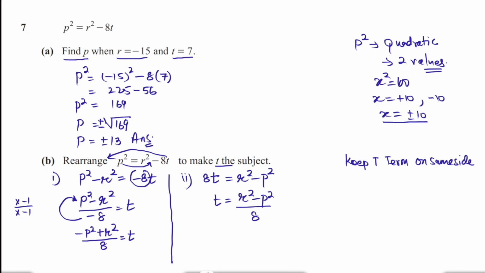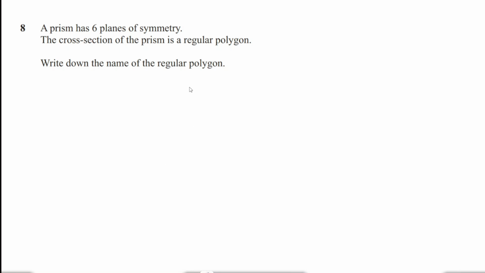Okay, let us see the next problem, problem number 8. A prism has 6 planes of symmetry. 6 planes of symmetry means if you have a 3-dimensional diagram and you are going to cut it. Let us assume you cut it like this. This is called the plane where it could be cut, or you cut it like this. I'm trying to make the diagram so you can understand. So this is called the plane of cutting. So the prism has 6 planes of symmetry.